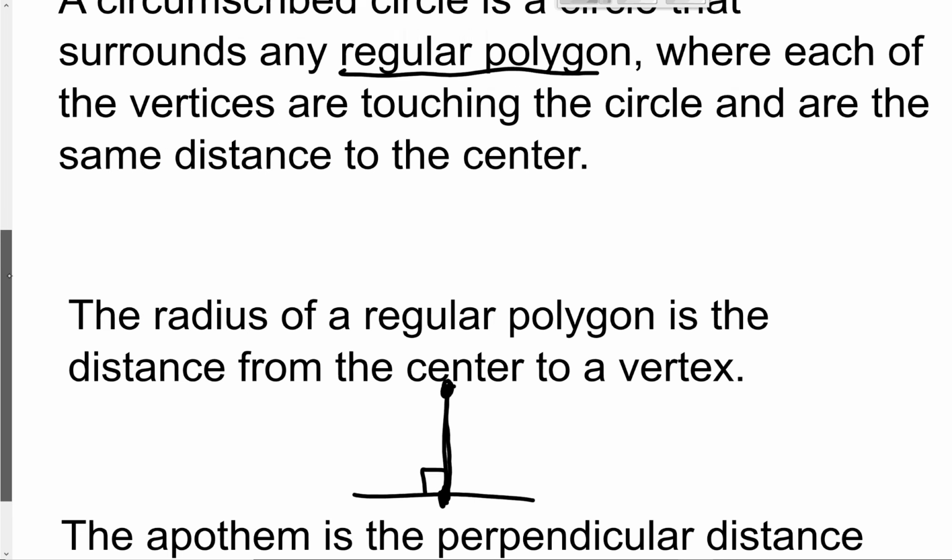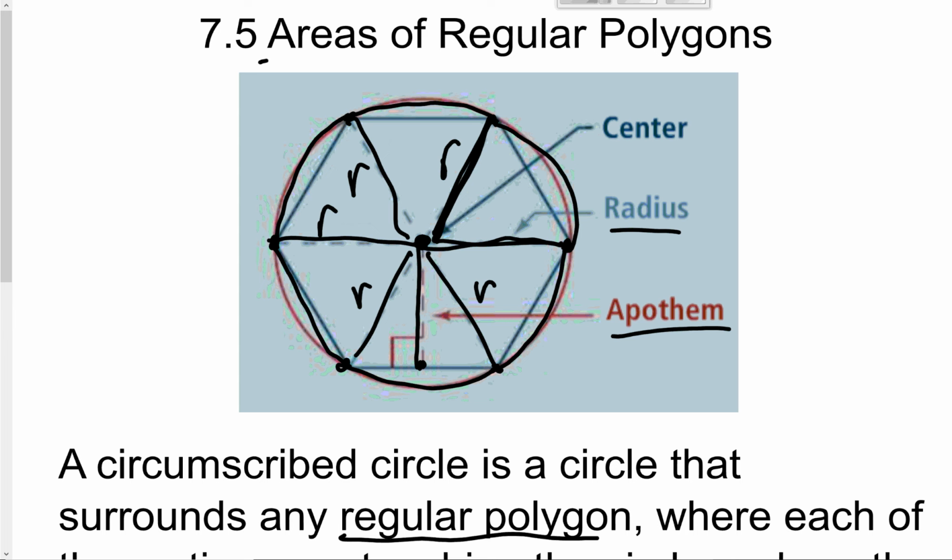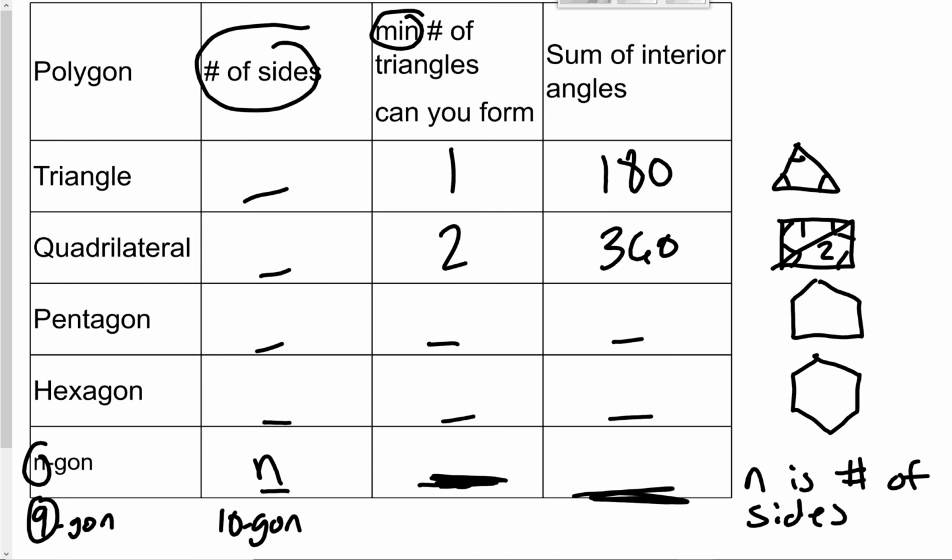Okay, so that's your basic intro to areas of a regular polygon, and you're going to come up with a formula for the sum of the interior angles of a regular polygon. That's what you're going to come up with. Okay, and then we'll discuss in the next videos each of the problems.